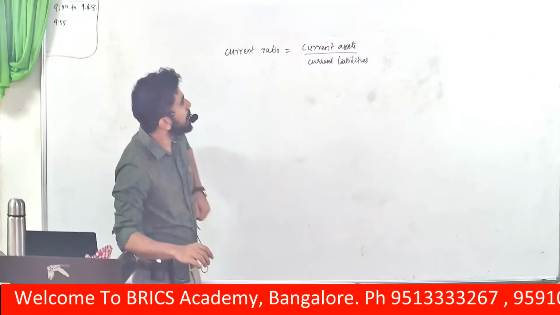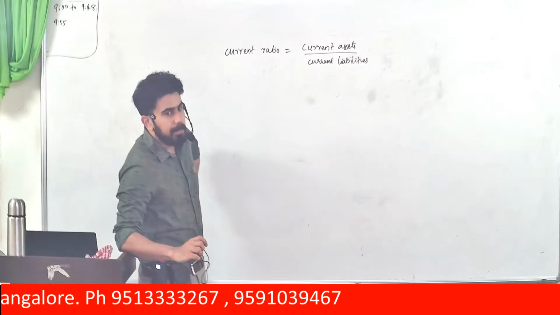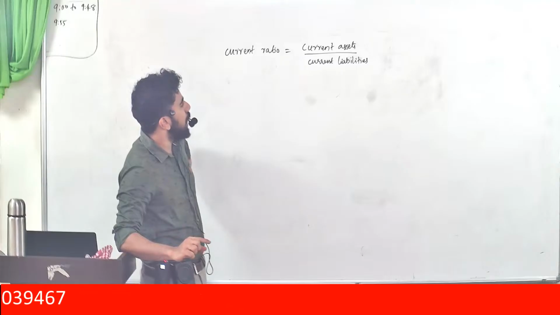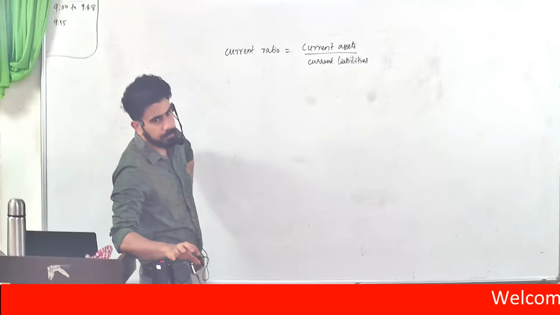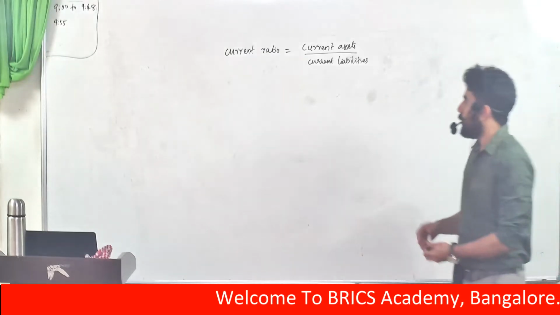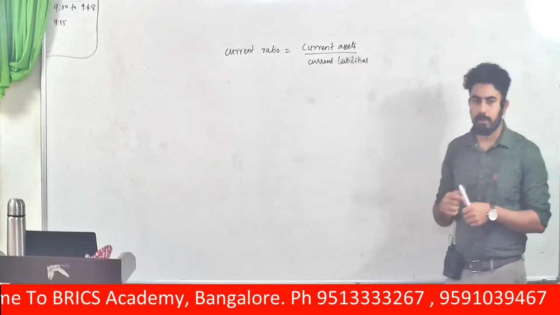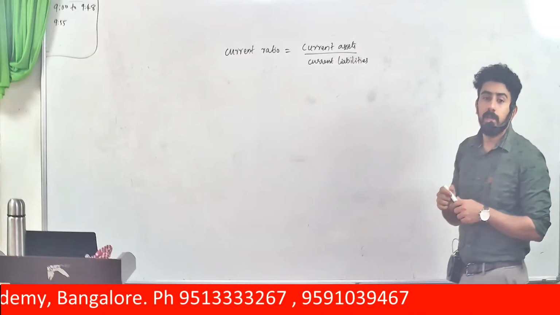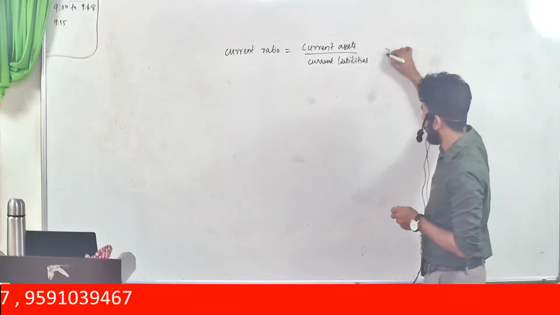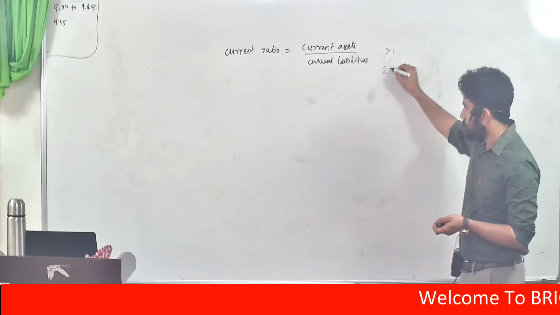Now my question, guys. Current ratio is current assets divided by current liabilities. Is it good to have a higher current ratio or a lower current ratio? Or tell me a number where you feel it is sufficient for current ratio. How much? 1? More than 2 is to 1.